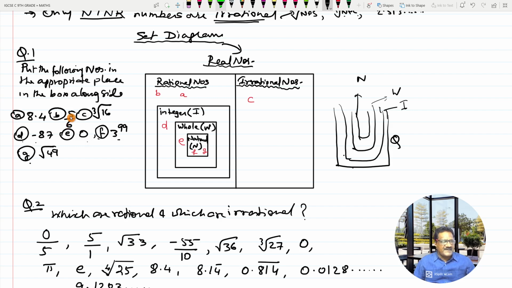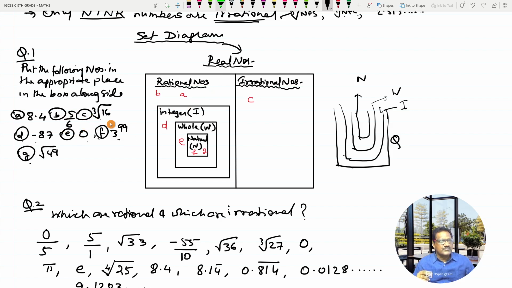B is 5/6. Now 5/6, why is it a rational number? I have put B in rational number again. Why? Because there is a second definition of a rational number. I told you P upon Q, where P and Q are integers and Q not equal to 0. So that definition fits this 5/6, and that is why I put it in the rational number box.